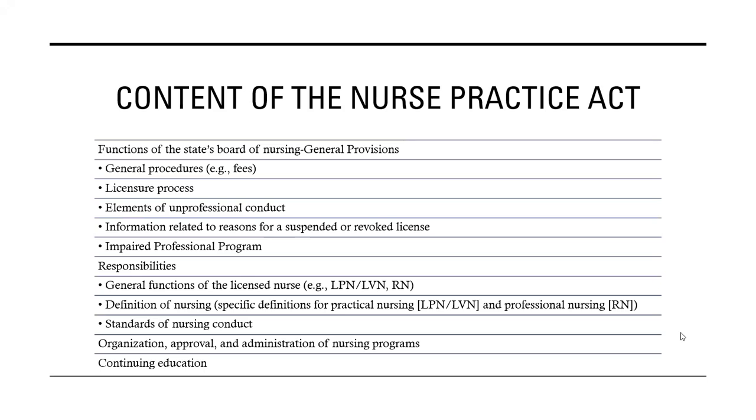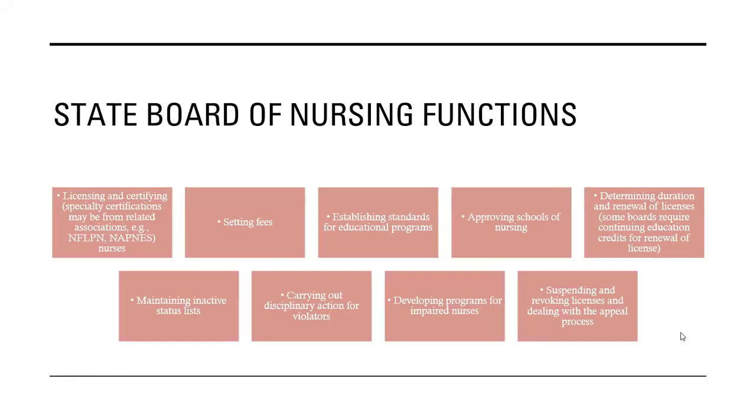So the contents of the Nurse Practice Act include functions of the state board, general procedures, licensure process, elements of unprofessional conduct, information related to reasons for suspended or revoked license, impaired professional program, responsibilities, general functions of the licensed nurse, the definition of nursing specific to all the different types of nurses, LPN, RN, advanced practice, standards of nursing conduct, organization approval and administration of nursing programs, and continuing education. That's all in that Nurse Practice Act.